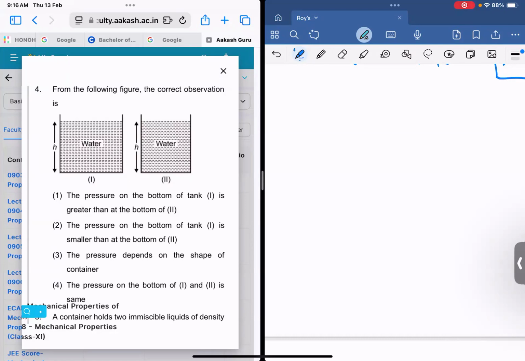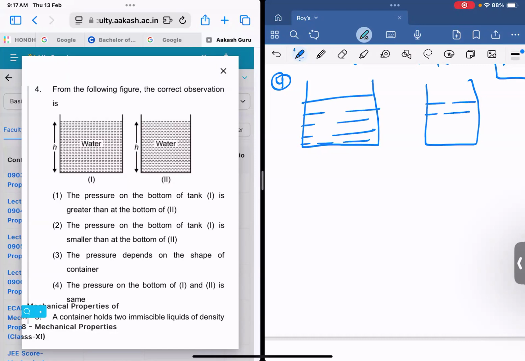At the bottom, the second tank will have more pressure, I think. Okay. Why so? What is the reason behind it? If this is pressure P1 and this is pressure P2, you are saying P2 is more, right?